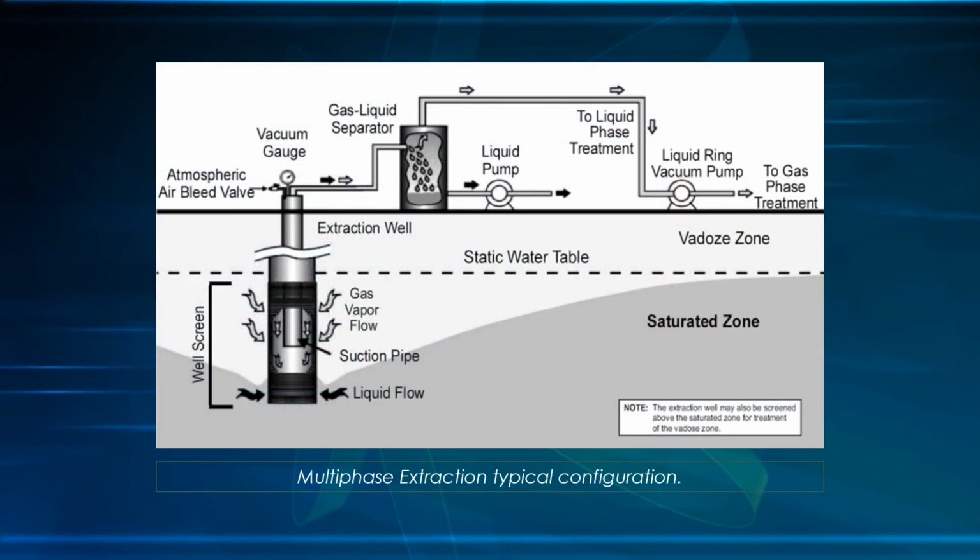So this just shows a really simple schematic for multi-phase extraction and the typical configuration of it. You'd have something in the ground sucking up gaseous contaminants, liquid ones, and even solid ones. It would bring it to the surface into some sort of separator, which would separate the liquids from the gaseous ones, and they would all go to their own respective treatments.